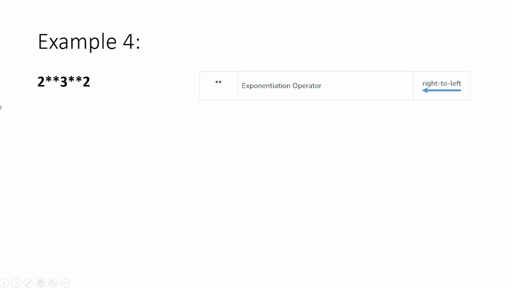Let us take one more example where the brackets are completely removed. Here we have the expression 2 to the power 3 to the power 2. Since the exponential operator is used 2 times, associativity comes into the picture, and here it is from right to left. That means the right portion will be evaluated first and then the left portion. So, 3 to the power 2, that comes out to be 9, will be evaluated, and then 2 to the power 9, that comes out to be 512.